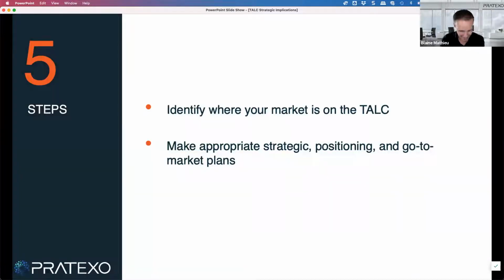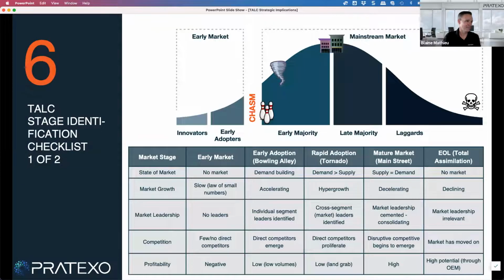So what are the steps in using this methodology and applying the principles of Geoffrey Moore and the TALC to your company? First, you got to figure out where is your market on the TALC. If you don't know where your market is, then obviously you can't do anything. And then based on that, make the appropriate strategic choices, right? Sounds easy. It is actually pretty easy, just not that many people actually do it. So let me tell you how to do it.